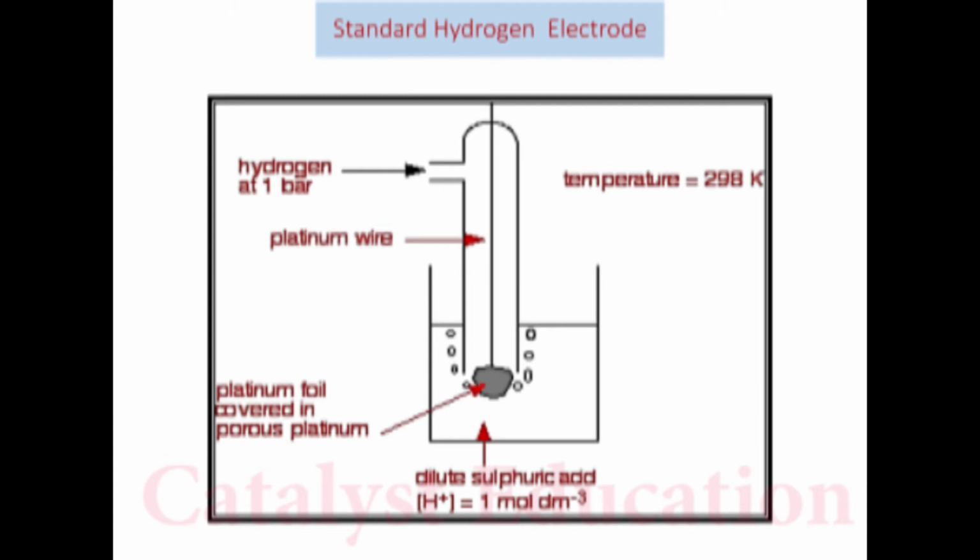Hydrogen gas is used here at standard conditions. The standard conditions are: pressure 1 atmosphere, temperature 298 Kelvin, concentration 1 mole per cubic decimeter. Platinum wire is used as a support. To increase the surface area, platinum foil is used. There is an equilibrium reaction between hydrogen ion and hydrogen atom.